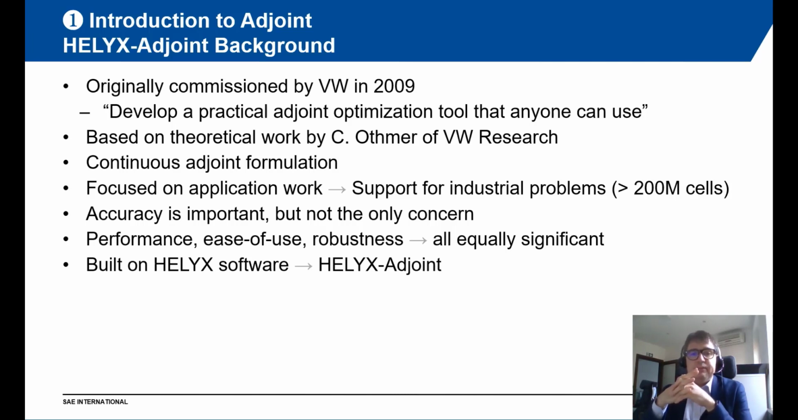So this means supporting large-scale industrial problems, very often larger than 200 million cells for external aerodynamics problems. So accuracy is important on one hand, but on the other hand it is not the only concern. We also need to make sure that performance, ease of use, and robustness are also important. So they are all equally significant to the end user. So this is why we built this package inside our HELYX software, and we call it the HELYX-Adjoint add-on module.